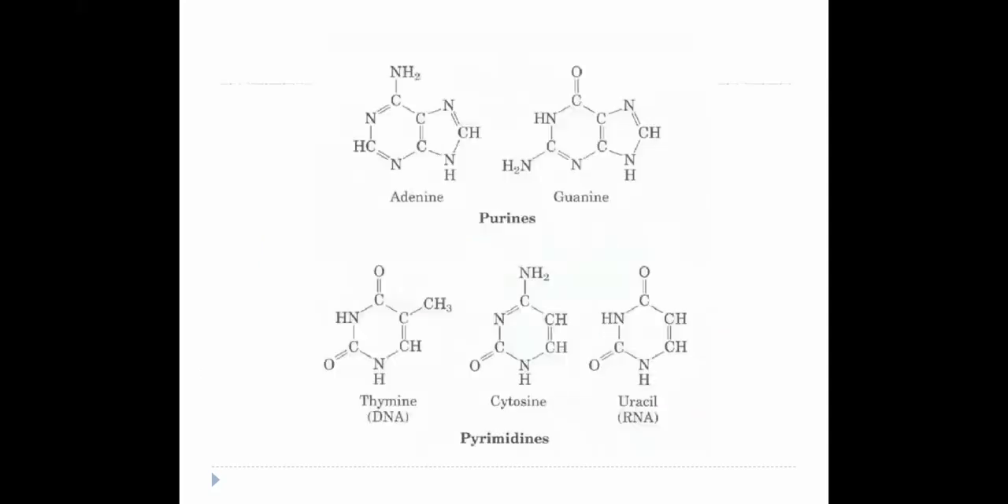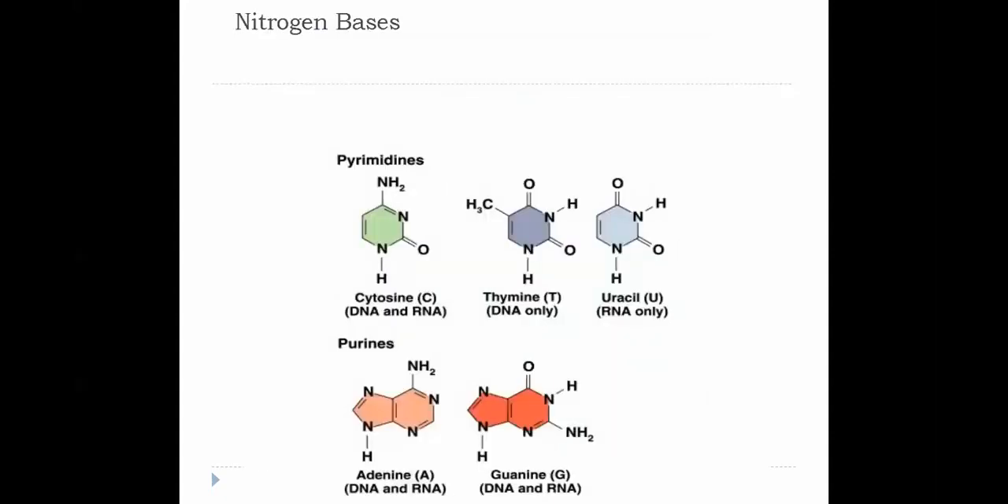So nitrogenous bases, like I said earlier, are in 2 forms. There are those with 2 rings and there are those with 1 ring. Those with 2 rings are called purines. Those with 1 ring are pyrimidines. Examples of purines, we have adenine and guanine. They have 2 rings each. Pyrimidines have 1 ring each.